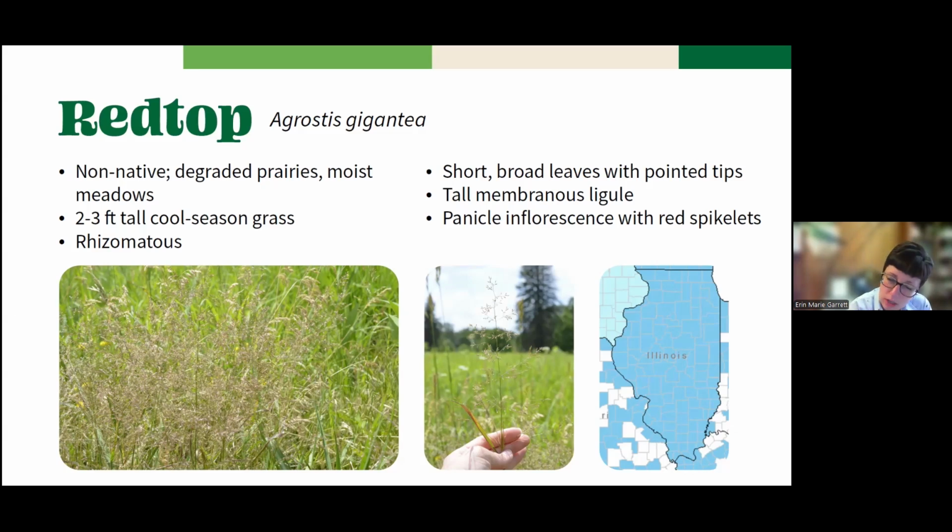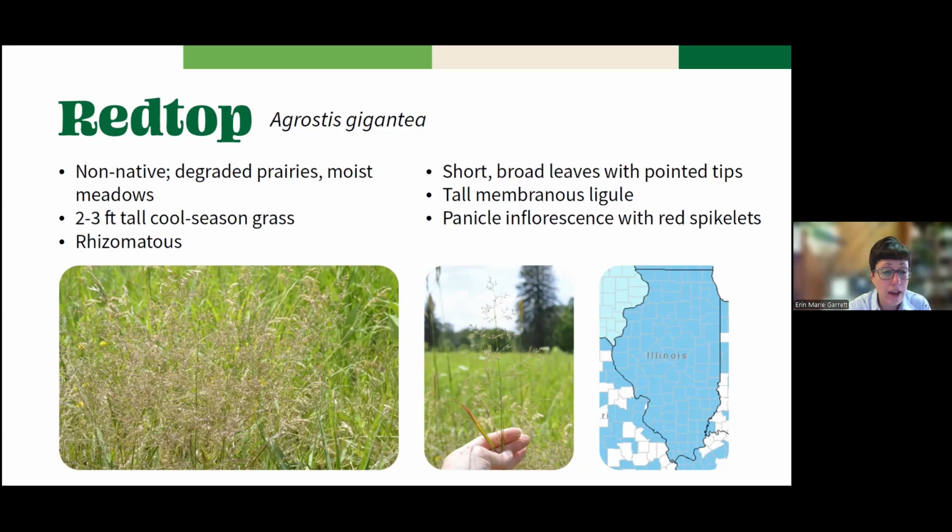Can get a little bit taller though. So this one can get 2, 3 feet tall. It is rhizomatous rather than being a bunch grass, so it'll spread over time and form little colonies. It does have short, broad leaves with pointed tips, but they're not keeled. Okay, so that's one way to tell it apart from a bluegrass. It's still going to have a tall membranous ligule. And then it produces this panicle with red spikelets.